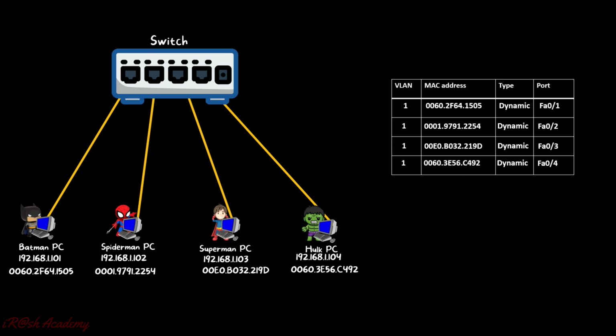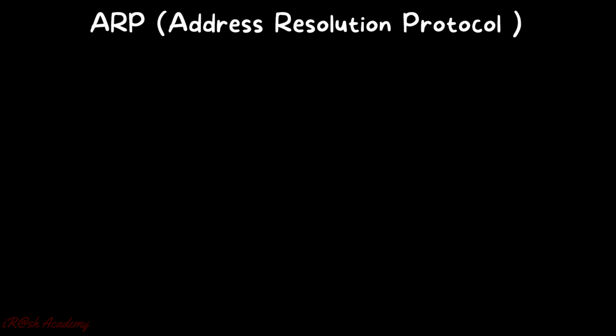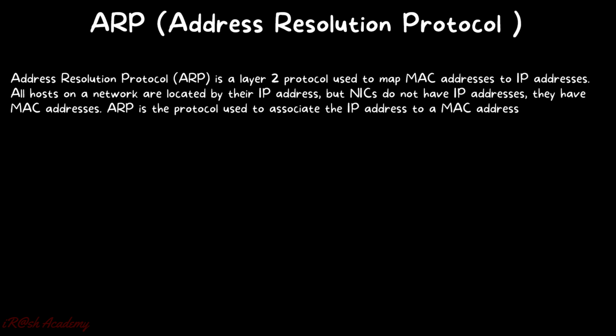Here is the magic of ARP. So what is ARP? ARP stands for Address Resolution Protocol. This is a layer 2 protocol. Address Resolution Protocol, ARP, is a layer 2 protocol used to map a MAC address to an IP address. All hosts on a network are located by their IP address, but NICs do not have an IP address, they have a MAC address.